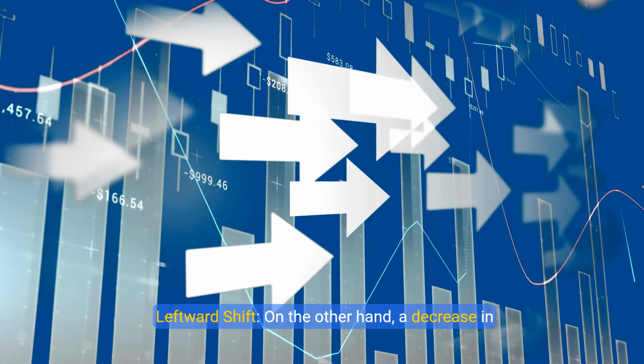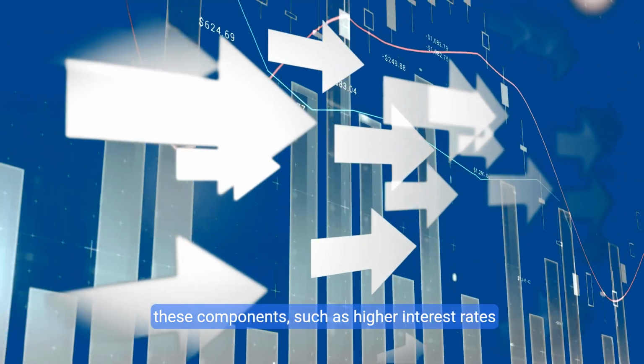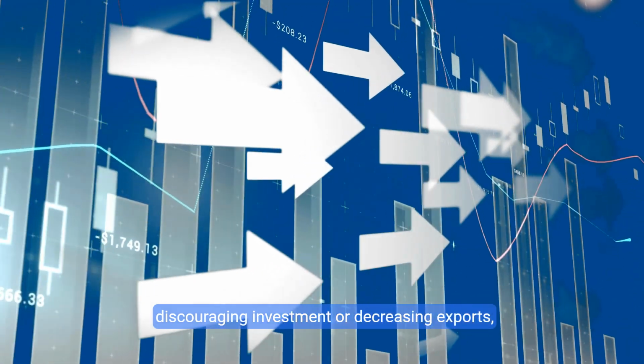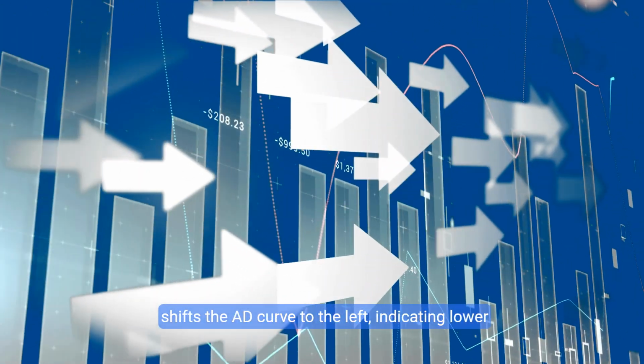Leftward shift. On the other hand, a decrease in these components, such as higher interest rates discouraging investment or decreasing exports, shifts the AD curve to the left, indicating lower demand.